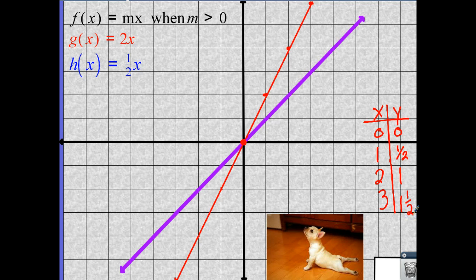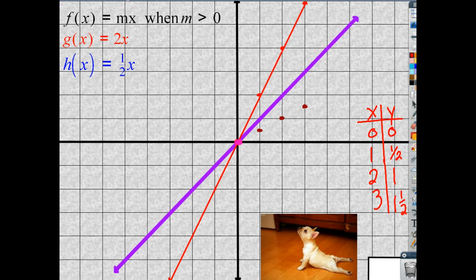Okay, let's graph those too. So 0, 0. Let's use that. 1, 1/2. 2, 1, and then 3, 1 1/2. And what do we have? And we have this line that is below our parent function.